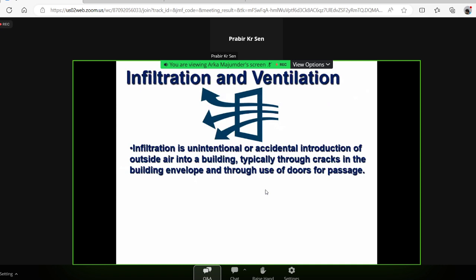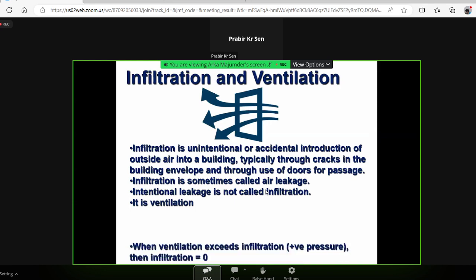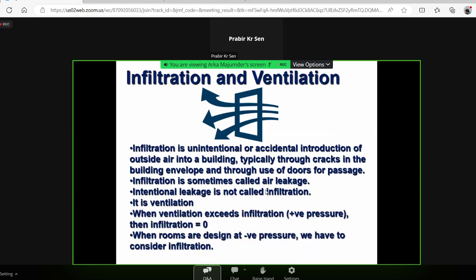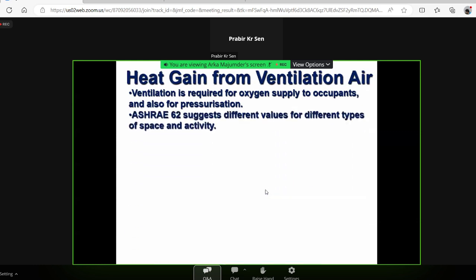Now ventilation or infiltration. We have discussed ventilation and infiltration, but what will be the heat gain because of that? Infiltration is air leakage. We have discussed it. Heat gain.